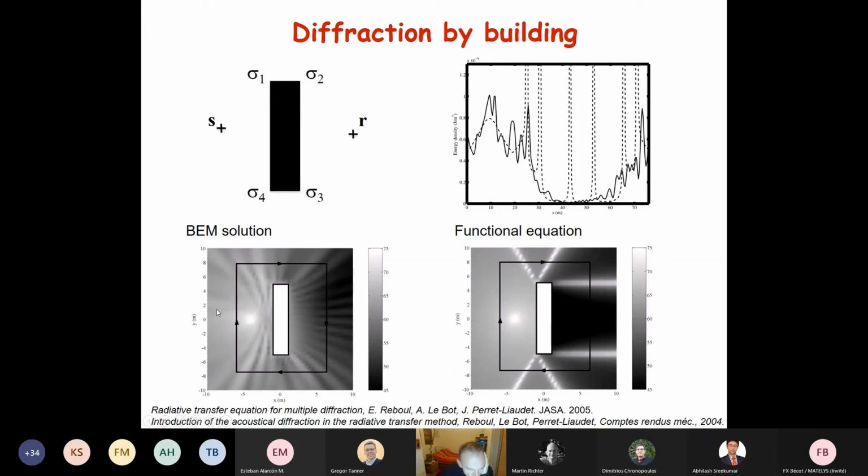And at the bottom, you can see the maps. This is the map of sound pressure level obtained by the boundary element method, that is, solving the wave equation. And on the right, we have solved the functional equation. And as you can see, the results are very close, especially there. This is a comparison on this black solid line, except for some very special directions for which we know that the diffraction coefficient is divergent. So this is a classical phenomenon which is well known in the field of the geometrical theory of diffraction.